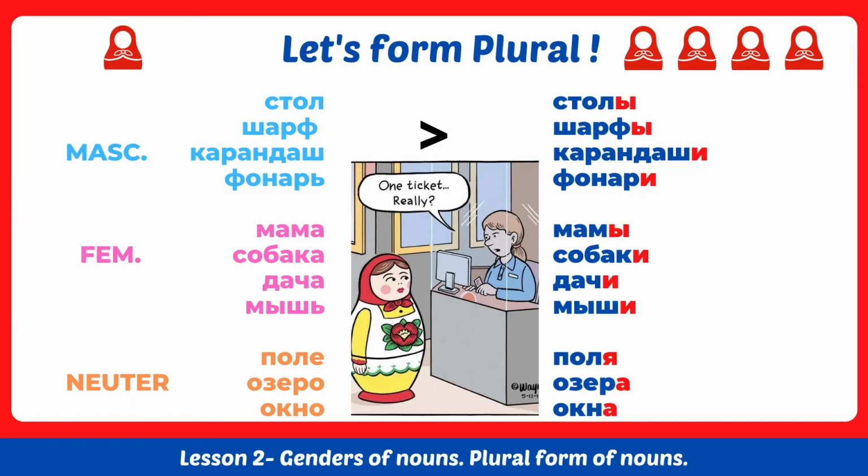Now, neuter nouns. Поле, поля, ending я. Озеро, озера, ending а. Окно, окна. So you see, in neuter gender nouns, the ending is either я or а, and it depends on the softness of the previous consonant.